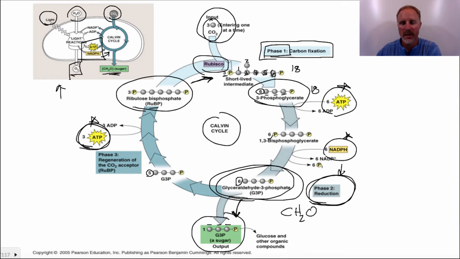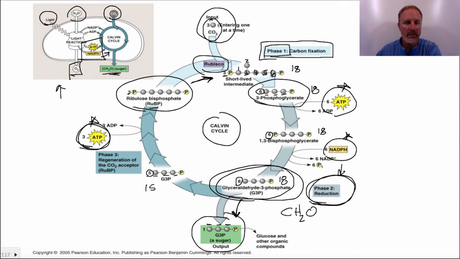Here we've got 6 times 3, so we've got 18 carbons. And then down here we've got 6 times 3, that's 18 carbons. We're going to pull out 3 carbons in the form of one G3P molecule. So now we've got 15. 5 times 3, so we've got 15 carbons.